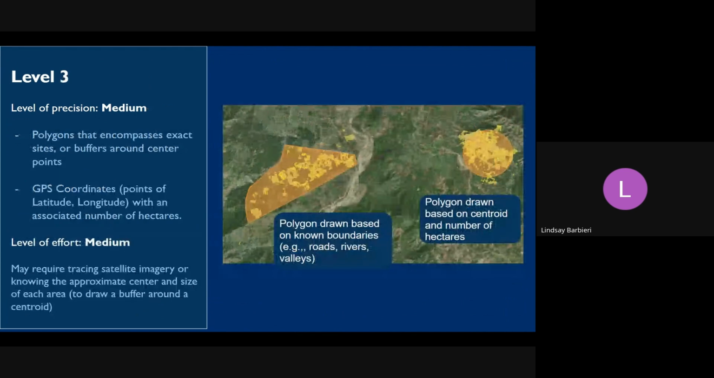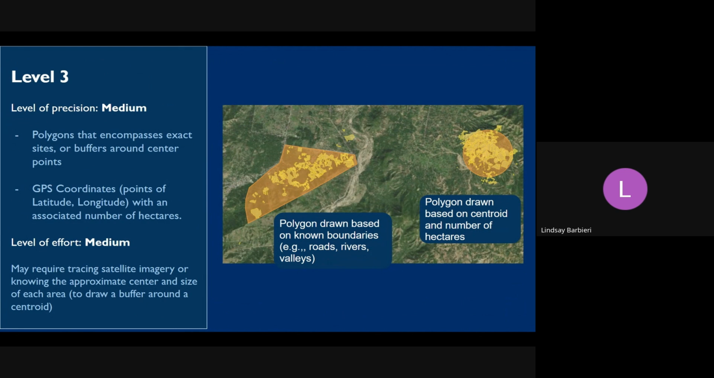If we go one step further, our next level, level 3, is our medium level of precision. And this can encompass 2 different pathways. One might be a polygon that encompasses the exact sites or buffers around their center points. Or we might be actually receiving information in terms of a GPS coordinate. So for example, an exact latitude and longitude point. And then that coordinate might be associated with a certain number of hectares. So we know, for example, with a lat long point, we get a coordinate point.